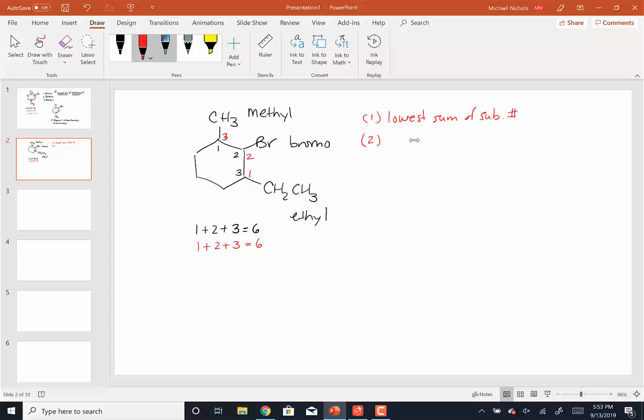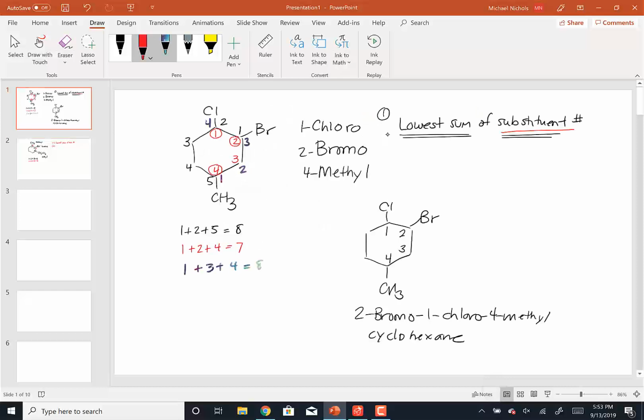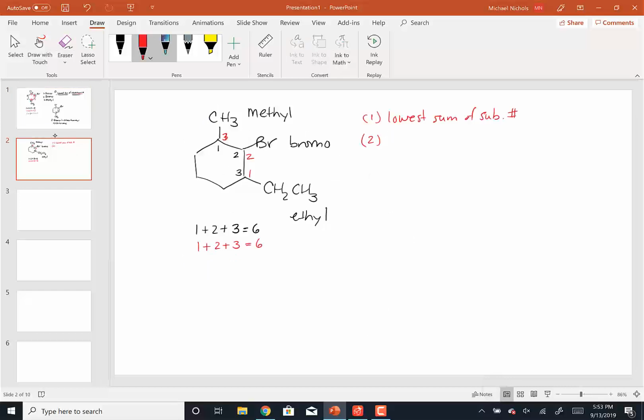So if that's the case, and it's only if you have more than one numbering scheme, then what I would do is start at the first alphabetized substituent in that scheme. In other words, I'm either going to start with methyl or I'm going to start with ethyl. Well, which one comes first alphabetically? Ethyl. So I'm going to start with ethyl and go counterclockwise.